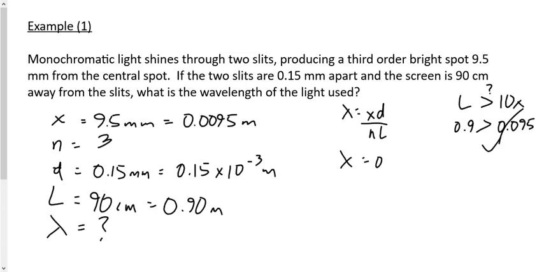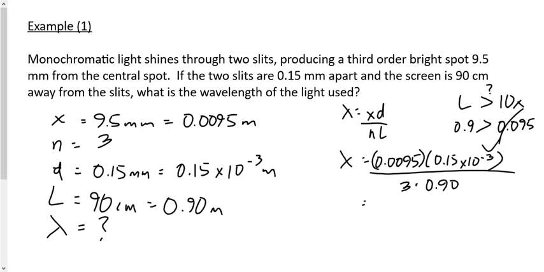x is 0.0095. Now it's pretty straightforward, right? Times d, over n and L. It doesn't have to be in meters, but I would recommend meters for these ones. As long as you're consistent, you can get away with anything. But the units for your answer are usually either nanometers or meters, so I just go with meters the whole way. Yeah. We get 5.3 times 10 to the minus 7 meters. That's our answer.